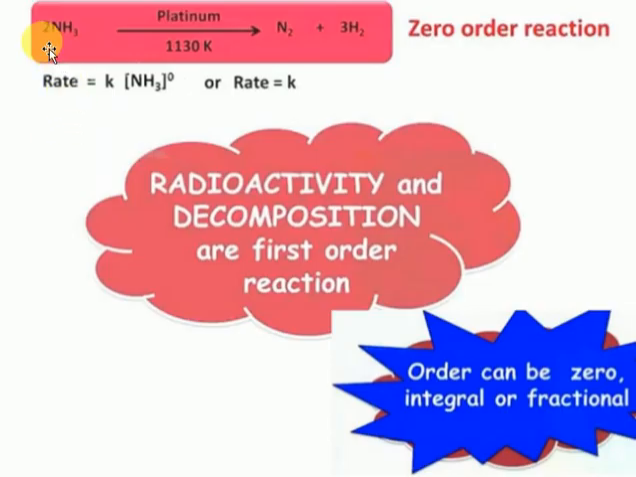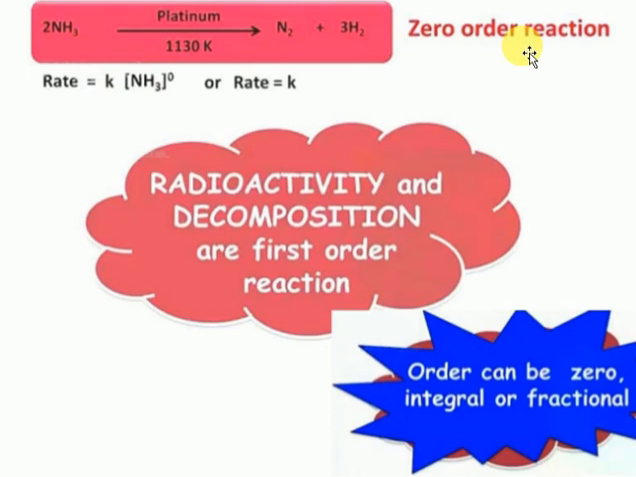In this image, I am discussing the decomposition of ammonia in the presence of a platinum catalyst. In the presence of the platinum catalyst, ammonia decomposes into nitrogen gas and hydrogen gas. In this reaction, the rate of reaction is not dependent on the ammonia concentration. It is called a zero order reaction.